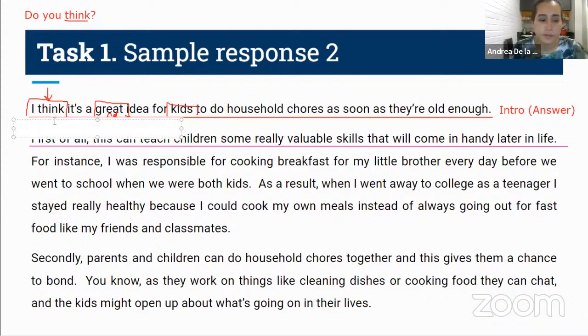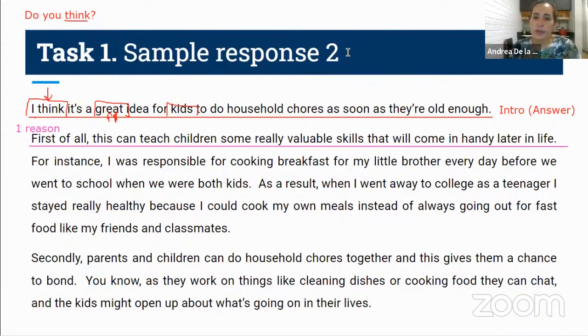What's that? That's his first reason, right? So he is agreeing. He says that it's a good idea for kids to do household chores, but he cannot just say that without justifying. So he's giving one reason. He's saying, first of all, this can teach children some really valuable skills that will come in handy later in life. So what about this reason do I like?